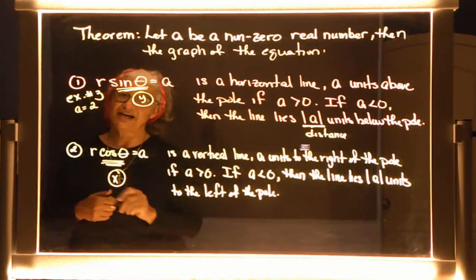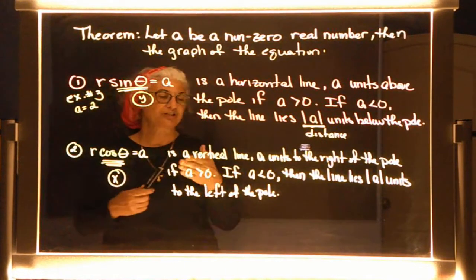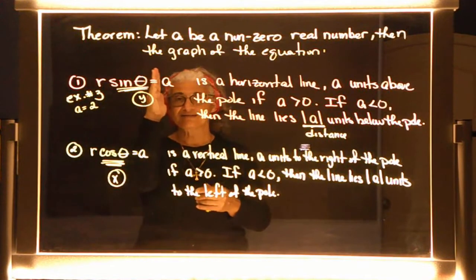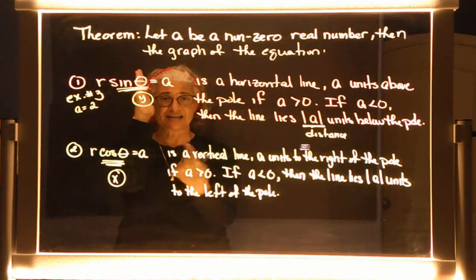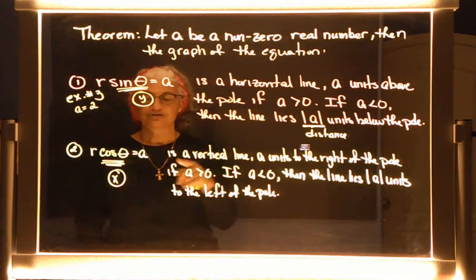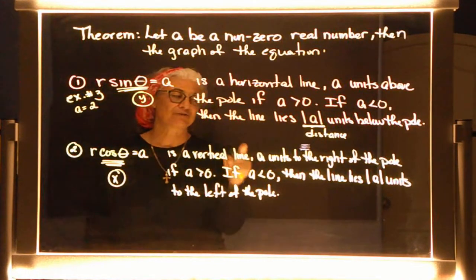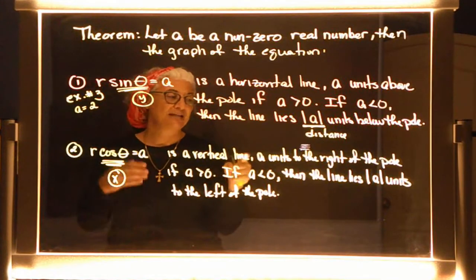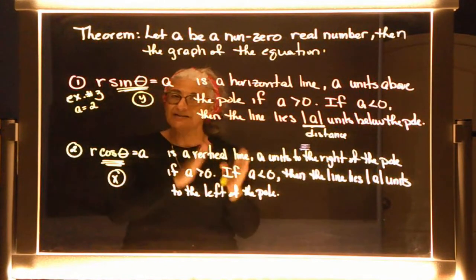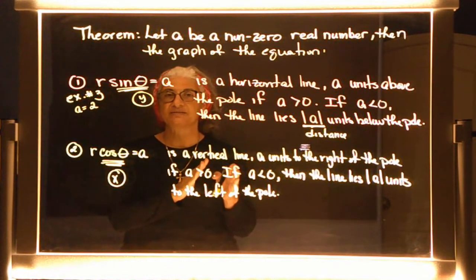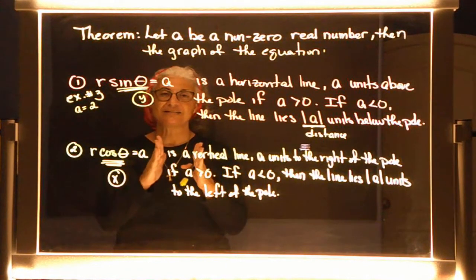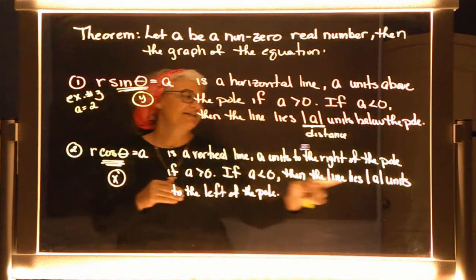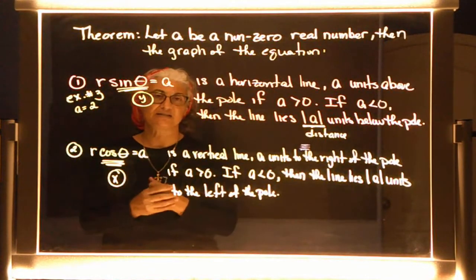Okay, this next one has cosine in it, doesn't it? Cosine refers to x. Agreed? Well, check this out. It's a vertical line because vertical lines cross the x-axis, don't they? So when it has the cosine in it, we get a vertical line. And it would be a units to the right of the pole if a is greater than 0. And if a was less than 0, then it's going to be that many units away from the pole, but to the left of it. Again, the absolute value tells you it's the distance.